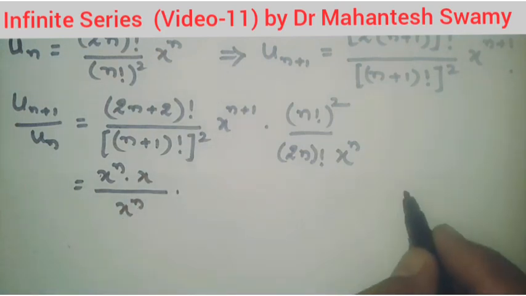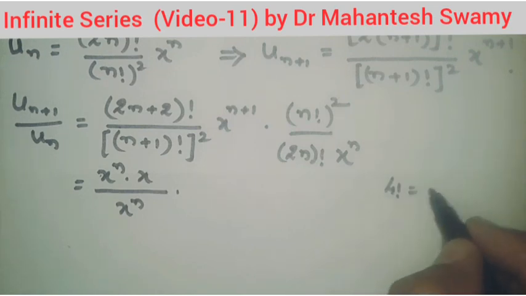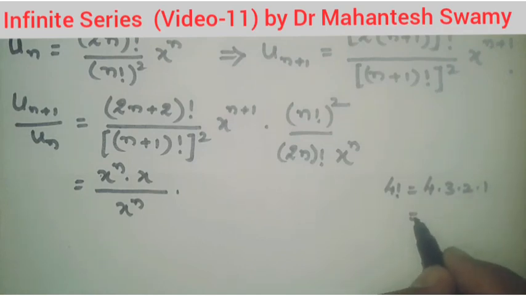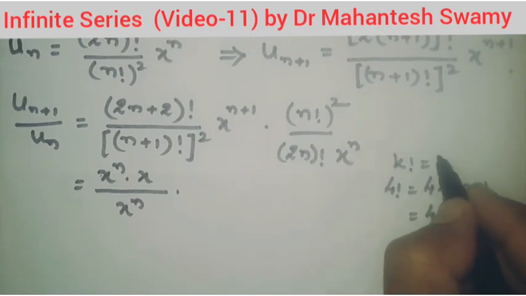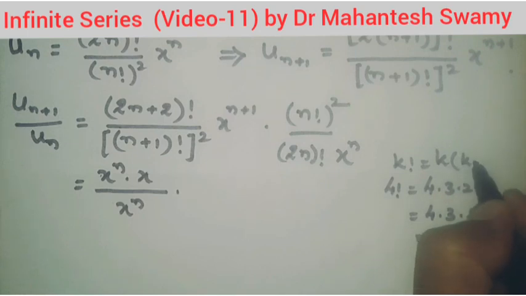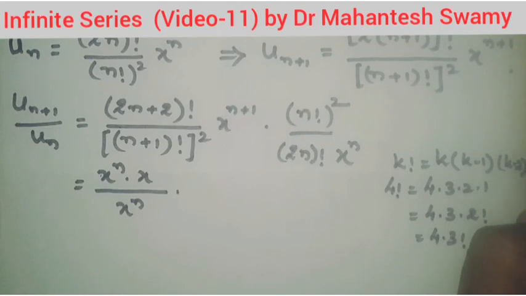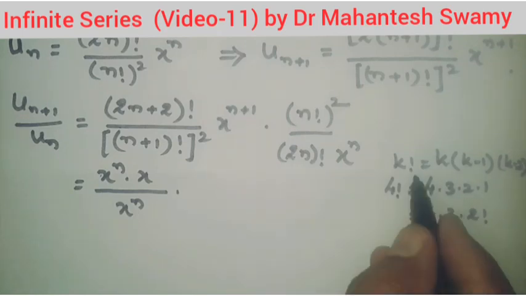I have already told you that, for example, if we have 4 factorial, there are different ways of writing it. The most trivial is 4 into 3 into 2 into 1. Even I can write it as 4 into 3 into 2 factorial. I can write it as 4 into 3 factorial. So therefore, in general, if I have k factorial, I can write it as k into bracket (k minus 1) factorial, or even if I want, I can take k minus 2 and then put a factorial here. So this is how I can write k factorial.